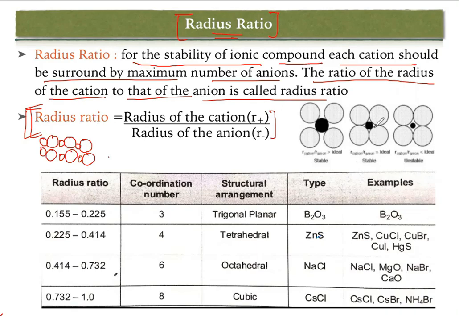So this is the proper arrangement of the cation versus anion, where a cation is properly fitted in between anions, right? So this compound tells about the more stable compound. But if we take this example, this crystal is unstable because the size of the cation is so small that it is not going to fit in between the void space. So this one is the unstable crystal.